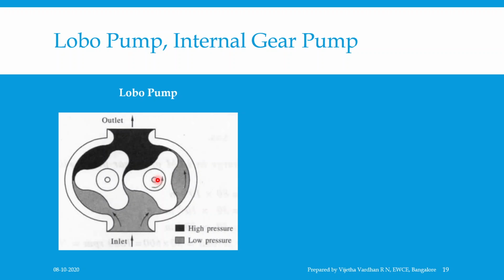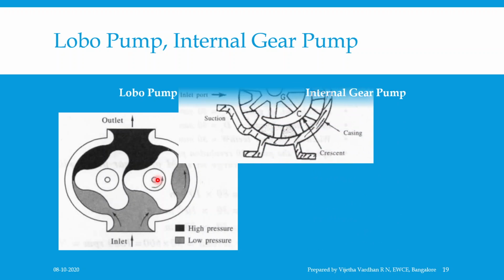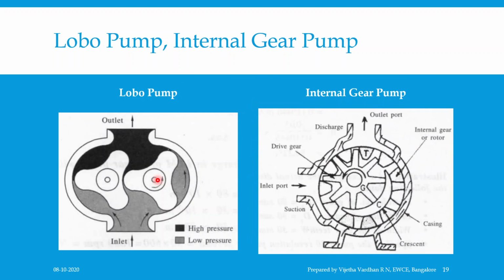Now, the advantage of this Lobe pump is that it is suitable for shear sensitive fluids as well as fluid with entrapped gases and particles. But the disadvantages are relatively low pressure and pulsating discharge. Then coming to the internal gear pump, this is the figure of the internal gear pump.